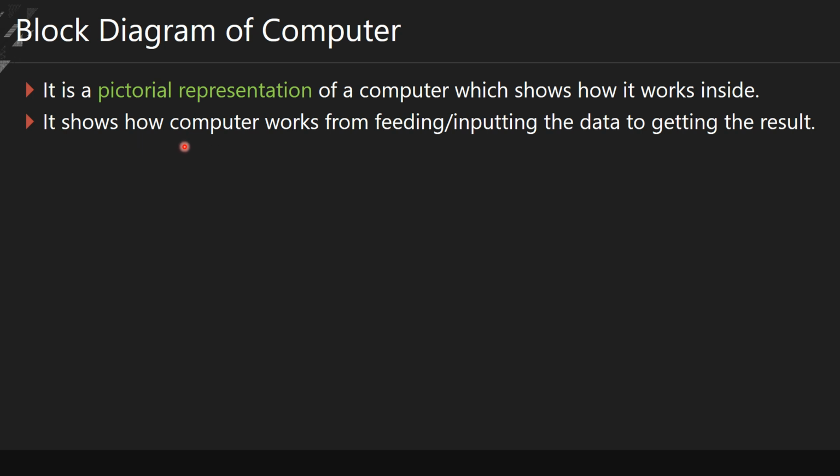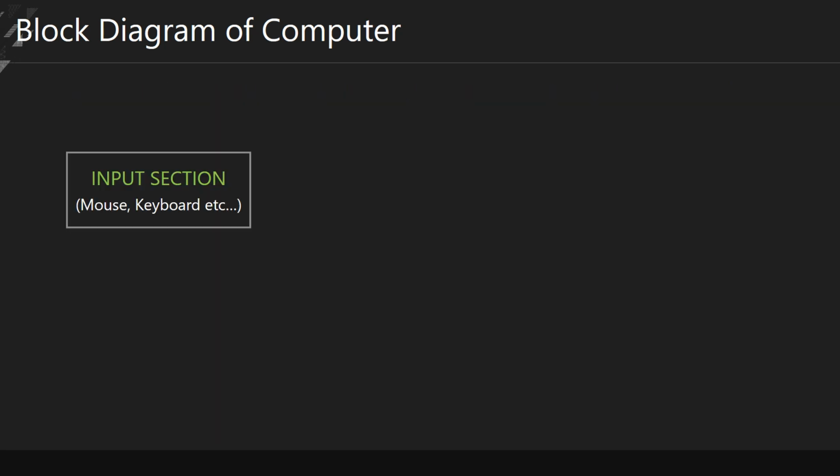It is a pictorial representation of the computer which shows how it works inside. It shows how the computer works from feeding or inputting data to getting the result. That means we have to feed an input to the computer, so you should have the input section. What is the input section? The input section has a mouse. You can input data through the mouse, or you can input data through the keyboard.